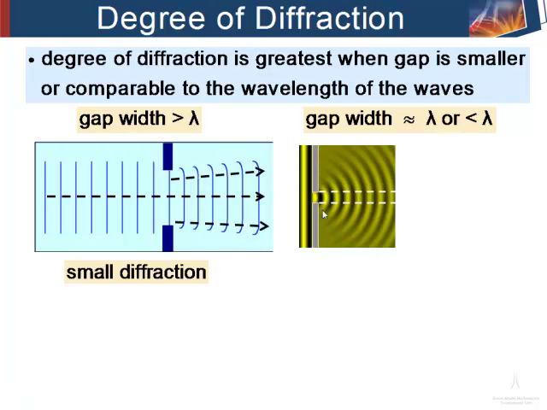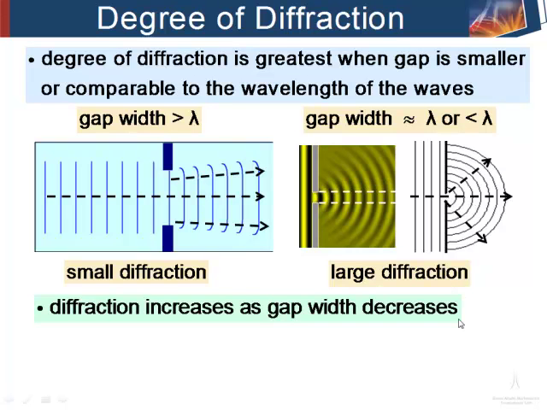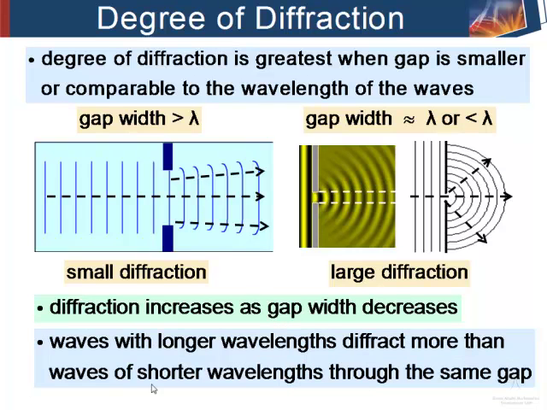Well, this is what we observe. Let's use a line diagram to explain it clearly. Clearly you can see there that we actually have more diffraction, a large degree of diffraction. In other words, we can conclude from these two diagrams that diffraction increases as the gap width decreases. Also, waves with longer wavelengths diffract more than waves of shorter wavelength through the same gap.